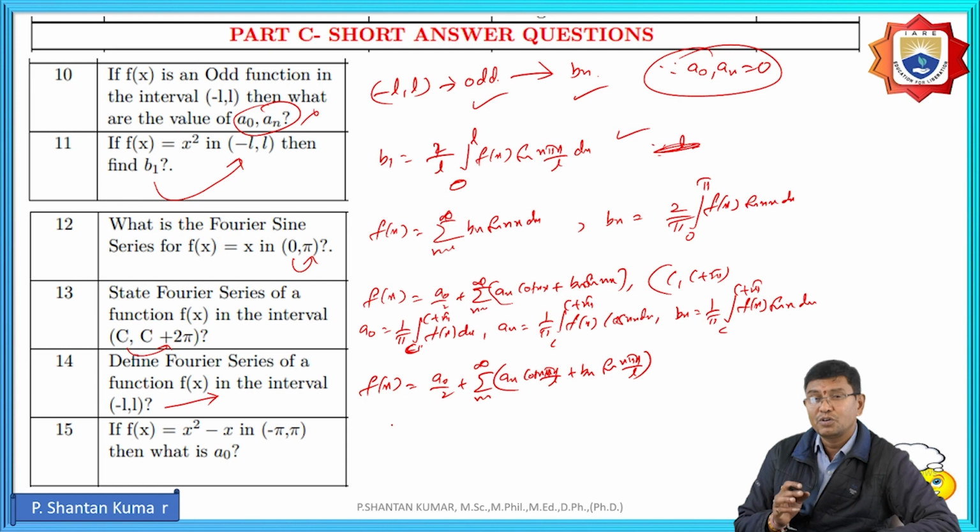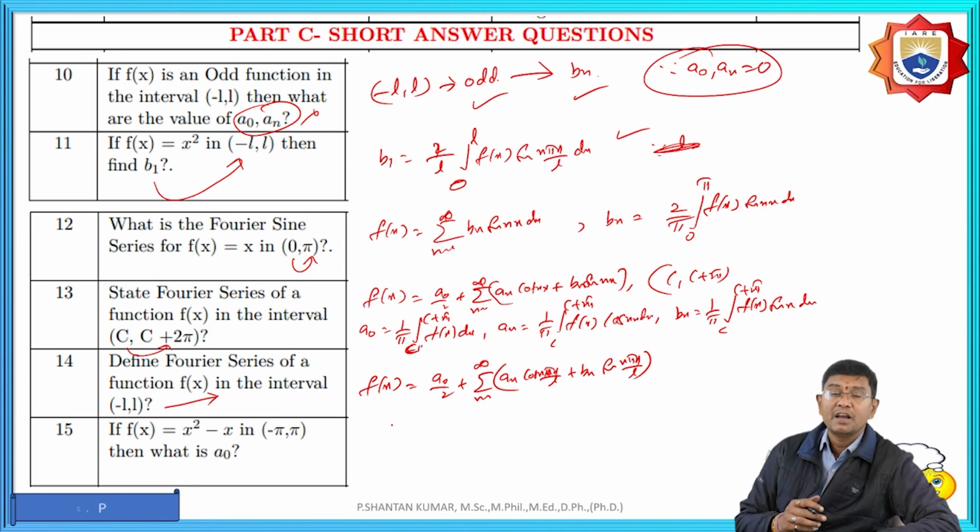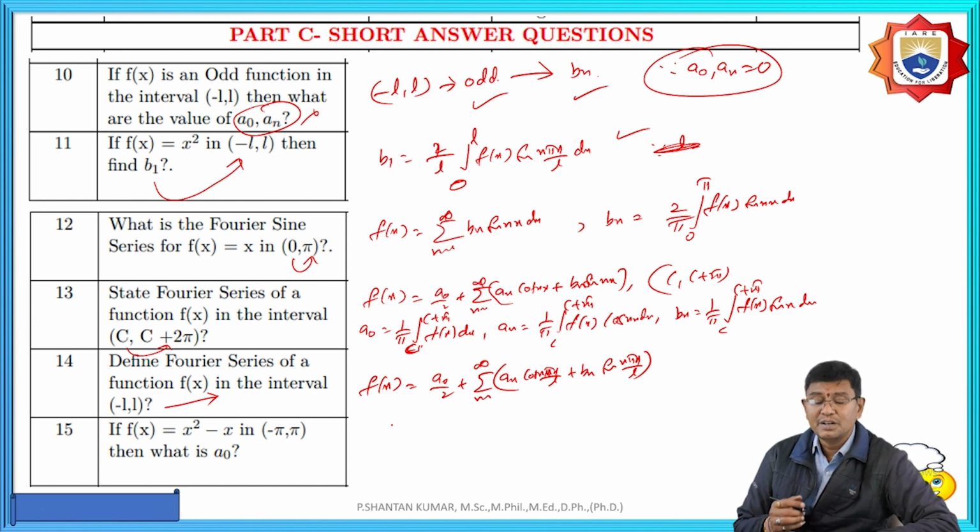A naught is 2 by L into integration 0 to L f of x dx, and an is 2 by L into integration 0 to L f of x into cos n pi x by L into dx, and bn is 2 by L into integration 0 to L f of x into sin n pi x by L into dx is the value. The next one, minus pi to pi.